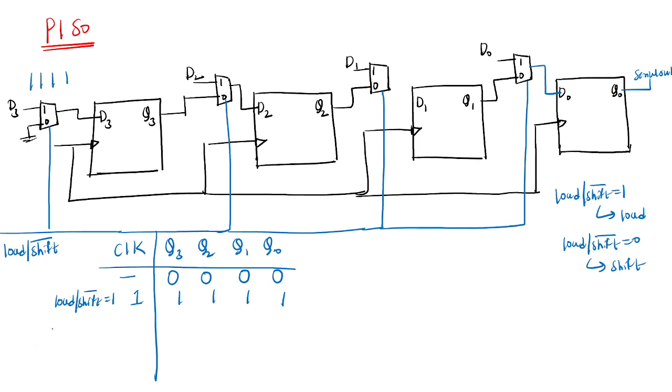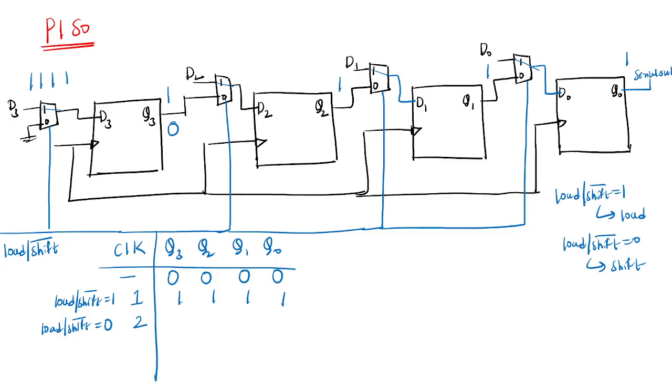After that, what do I need to do? When load by shift bar equals 1, whatever data is at D3, D2, D1, D0 will be loaded, parallel load. Next, load by shift bar equals 0, so during the second clock pulse what happens? The shifting operation will be done. First clock pulse, loading of data happened. Second clock pulse, the data will be shifted.